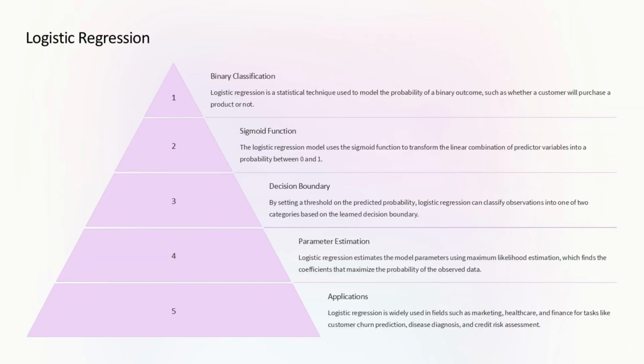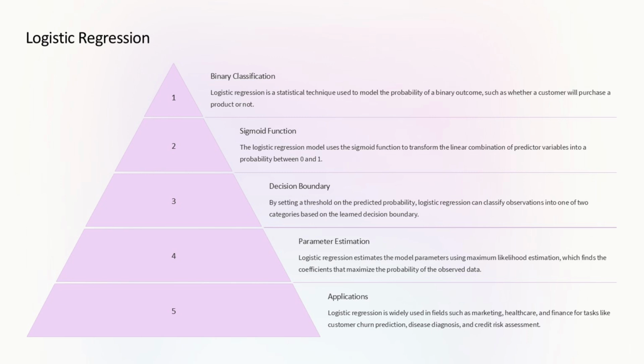Logistic regression is a powerful statistical technique for modeling binary outcomes, like whether a customer will purchase a product or not. The model uses a sigmoid function to transform the linear combination of predictor variables into a probability between 0 and 1. By setting a threshold on the predicted probability, we can classify observations into one of 2 categories based on the learned decision boundary.